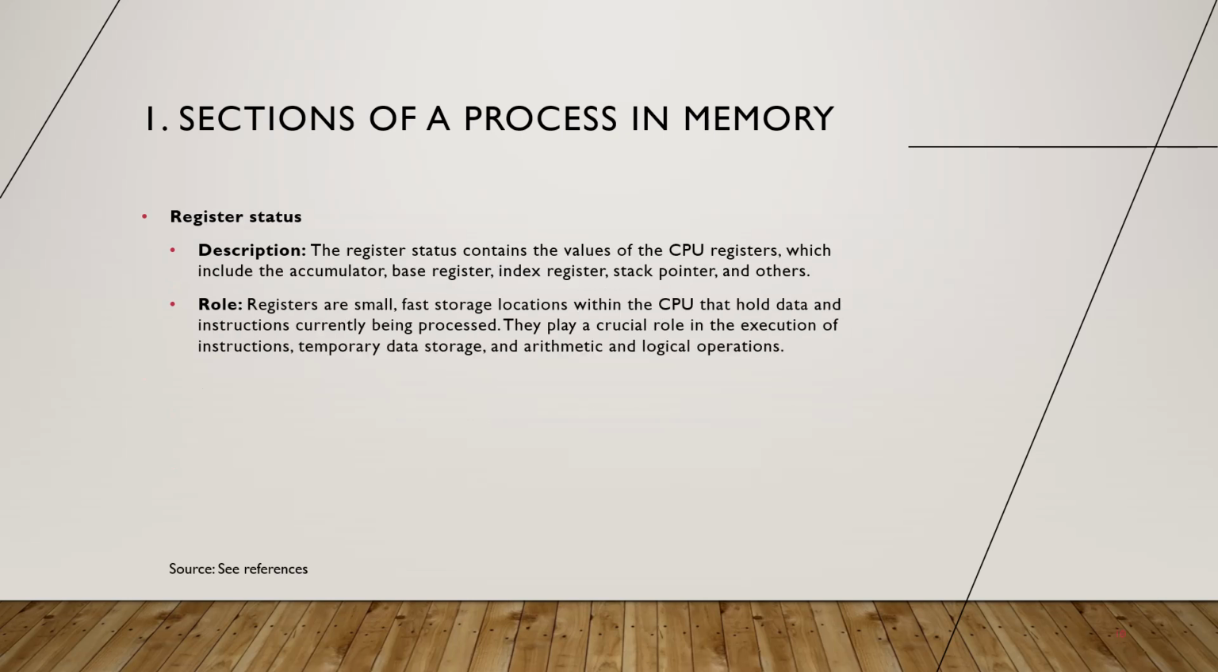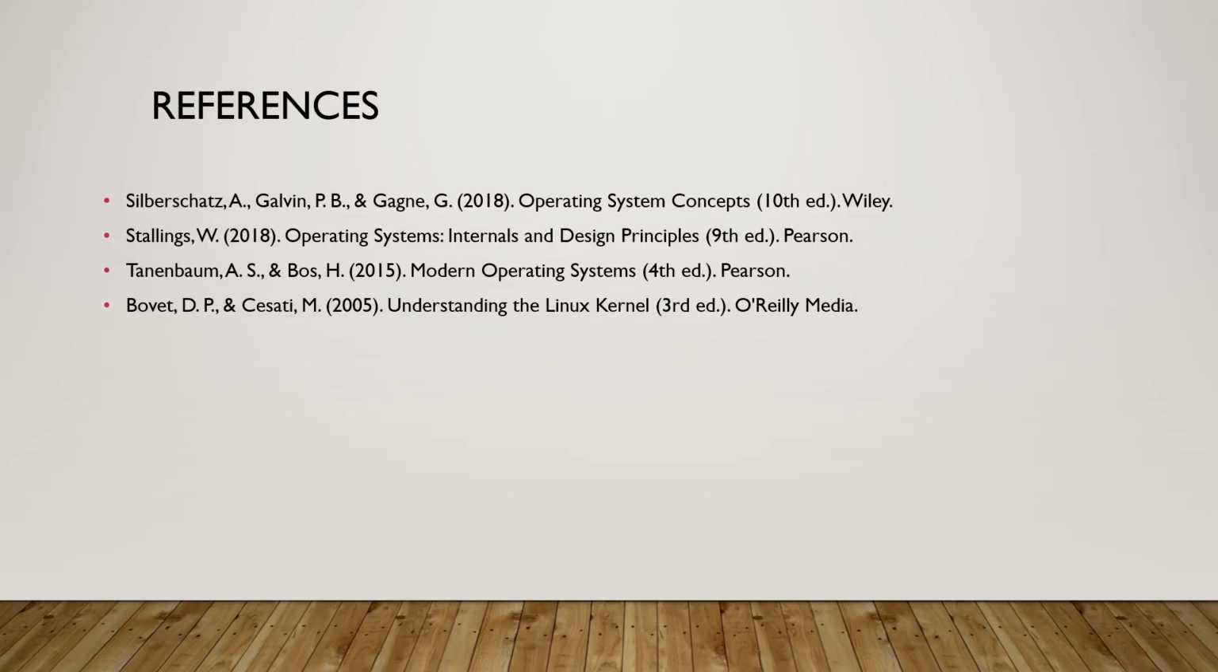And finally, we have register status. On the register status, the values of the CPU registers, which include accumulator, base register, index register, stack pointer, and others. Registers are small, fast storage locations within the CPU that hold data and instructions that are being currently processed. They play a crucial role in execution of instructions, temporary data storage, and arithmetic and logical operations.